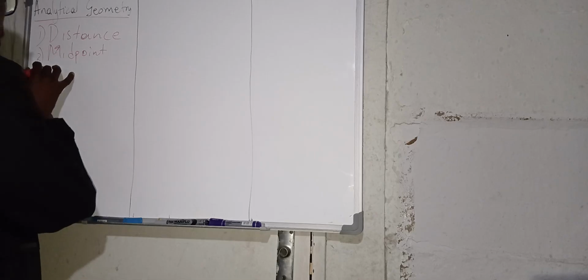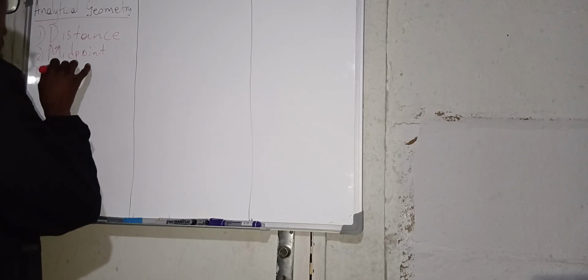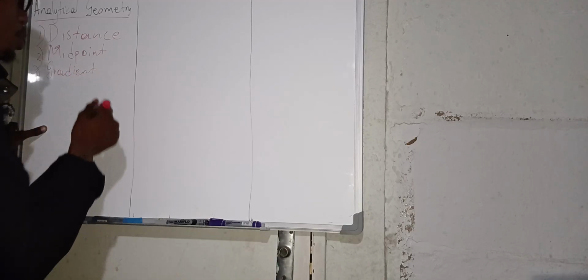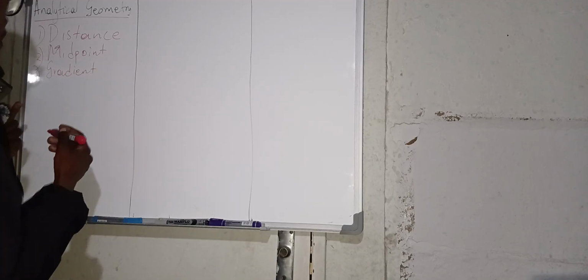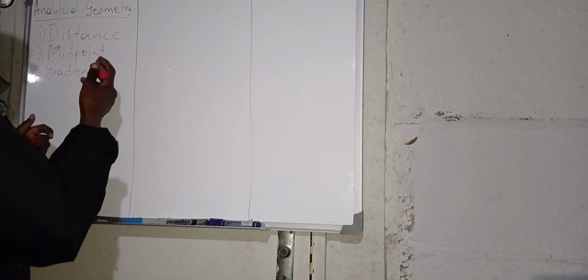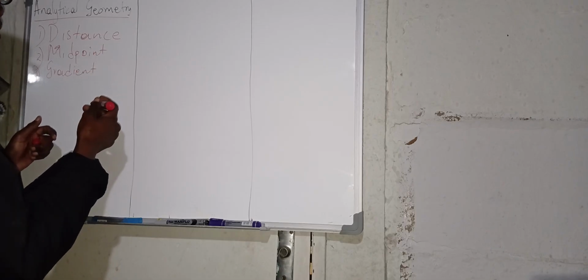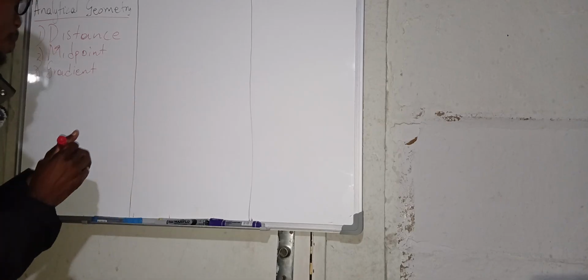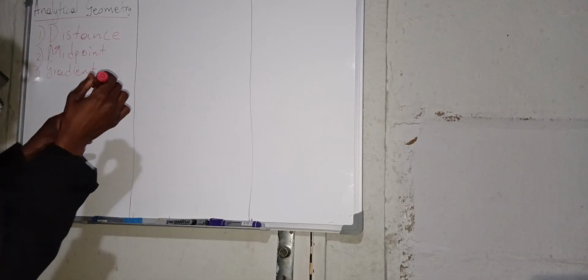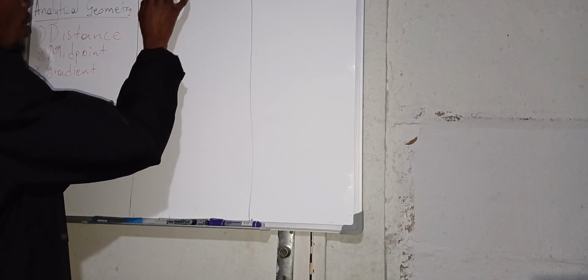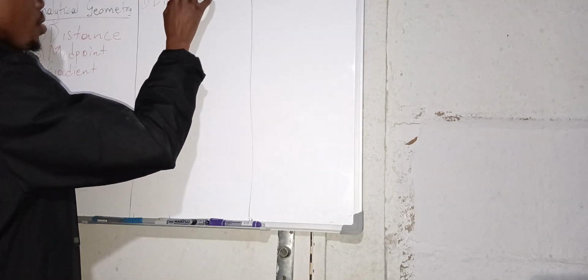And then 3 will be something like, let's say, I can include gradient of the line, which is a slope, rise over run, and what else also? Distance, midpoint, gradient. Maybe I forgot something. I'll think about it. I'll remember it as we go forward. Let's start with distance. 1. Distance.